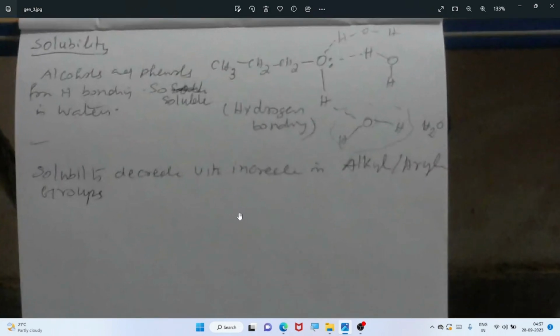In terms of solubility, if a compound makes hydrogen bonding with water, then solubility will be more. Alcohols and phenols form hydrogen bonds with water, so solubility is there due to hydrogen bonding. Solubility decreases with increase in the number of alkyl and aryl groups. So if more alkyl or aryl groups are there, then solubility decreases.